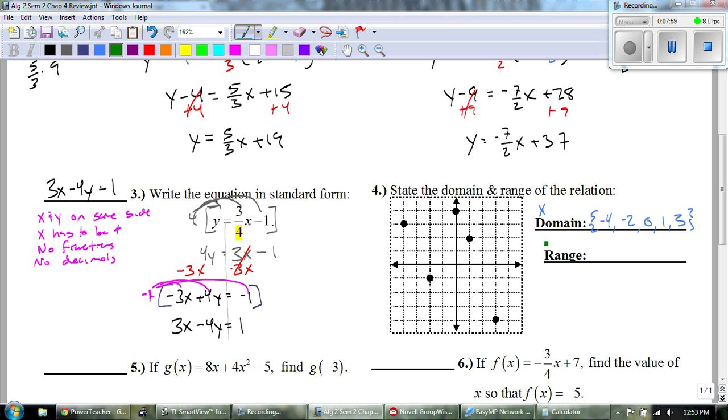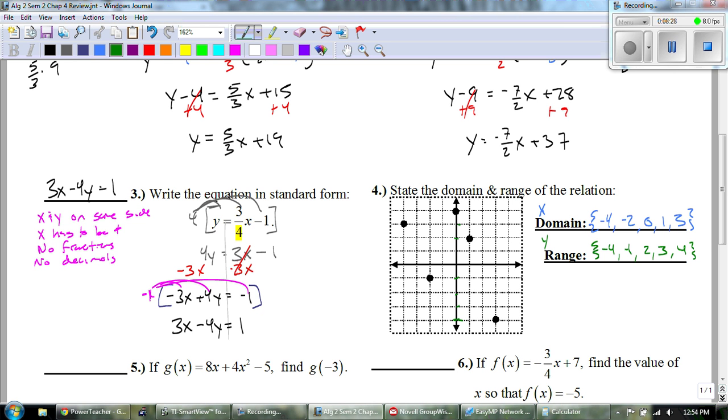Now the range is our y values, and I want these from least to greatest. So I start down here, that point is at negative 4, negative 1, then we're at 2, 3, and 4. Okay? Now, if that's like, whoa, Mr. Grice, that was weird.